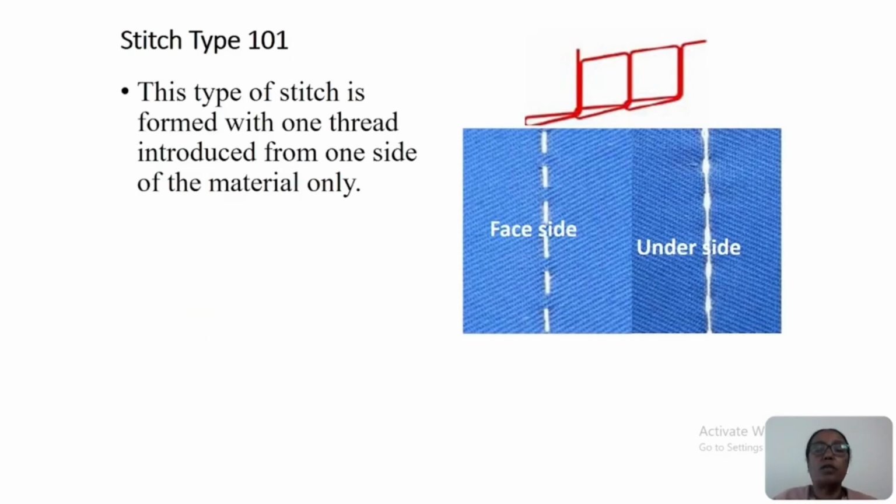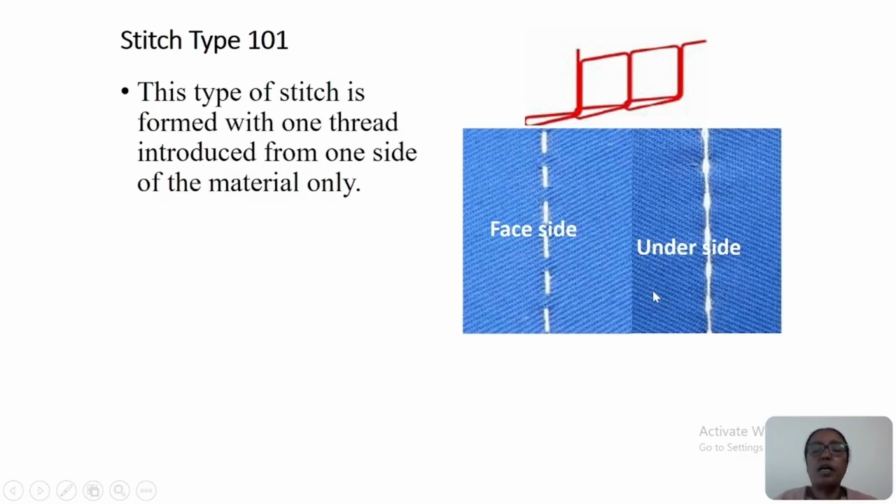Stitch type 101. This stitch type is formed with one thread introduced from one side of the material only. You'll see this stitch type, only one thread. So when you check your fabric, the face or the right side looks like this, and the underside like this. The stitch type is like this. So this stitch type is 101.